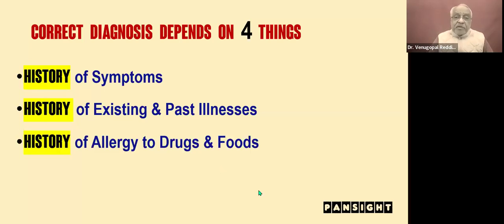Then comes the third history. What is the third history? History of allergy to drugs and foods. The doctor cannot know whether you are allergic to penicillin, to sulfur, or to some food. Some people are allergic to mangoes. Some people are allergic to prawns. You have to tell them. Otherwise, he may prescribe a medicine that you are already allergic to. Yes, that may kill you. Thousands of patients die because of the adverse effects of medicines, allergic reactions.